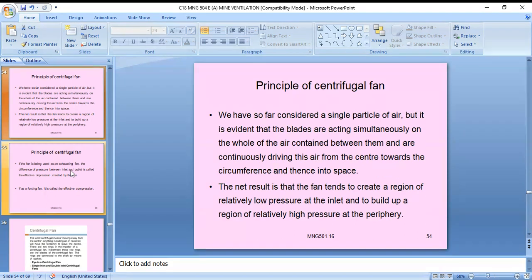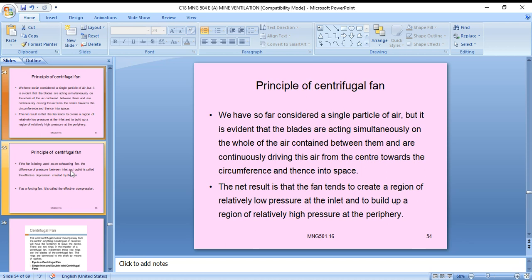We have so far considered a single particle of air, but it is evident that the blades are acting simultaneously on the whole of the air contained between them and are continuously driving this air from the center towards the circumference and then into the space. The net result is that the fan tends to create a region of relatively low pressure at the inlet and relatively high pressure at the periphery outlet.